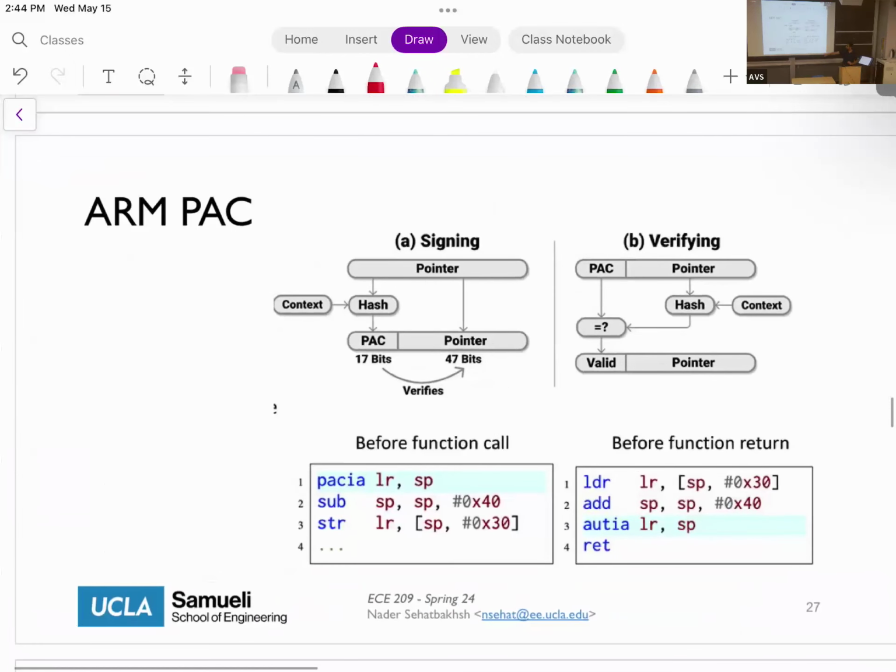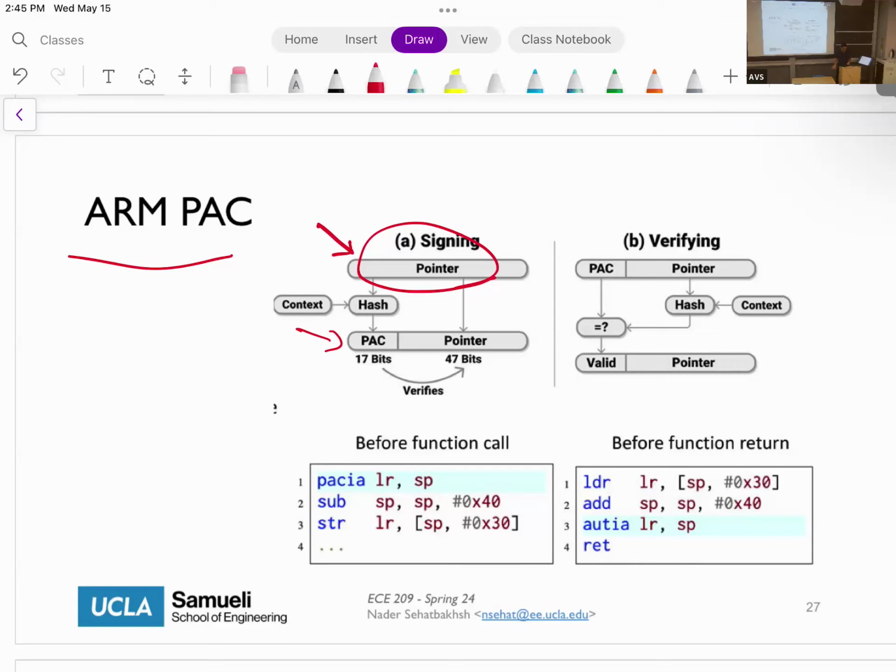The famous example of this is ARM PAC, pointer authentication code. And this is, by the way, what is implemented in all these Apple processors these days. So this is a very interesting solution for pointer authentication. If I have a regular pointer, what I would do is I take the pointer, I hash it, and then I will get what we call the PAC, the pointer authentication code. And store the PAC with the pointer itself.